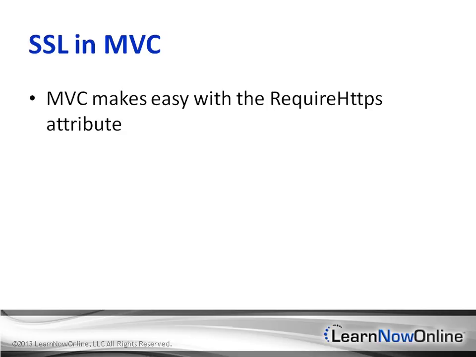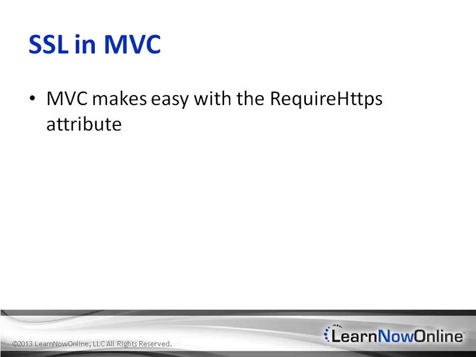The nice thing is that MVC makes it easy to use with the RequireHttps attribute. And you can set this on any action method or on a controller. And as usual with these attributes, if you put it on the controller, it applies to every action method within the controller. And the way this works is that non-SSL requests to the controller or the action method are redirected to the SSL version if it's an HTTP GET request, or the request is rejected if it's an HTTP POST request. Okay, so that's the default behavior.